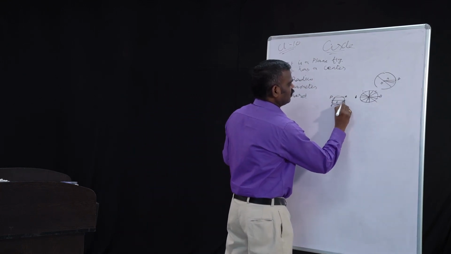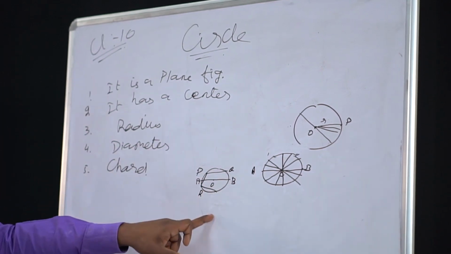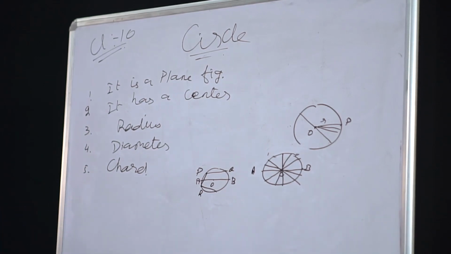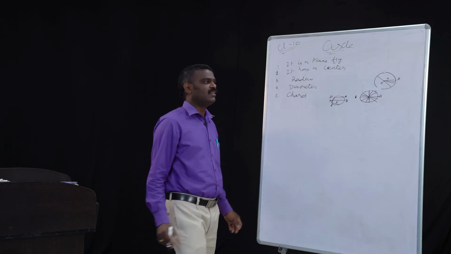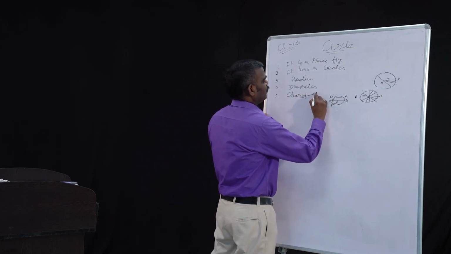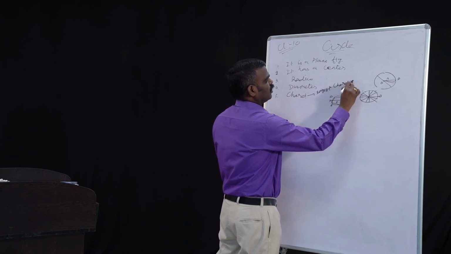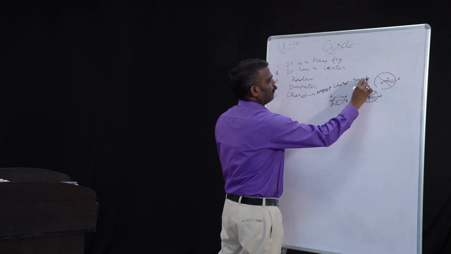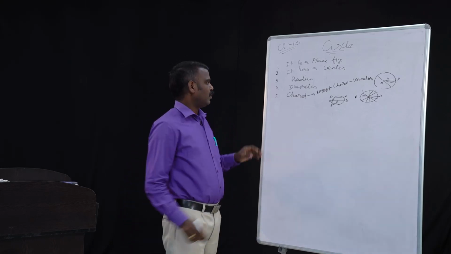What about this one? A and B is also a chord, because it is also connecting 2 points on the circle. Yes or no? There are millions of chords that can be drawn, but there will be only one chord which is the longest one. What is the longest chord of the circle? Diameter. Diameter is the longest chord of the circle. Okay, next.